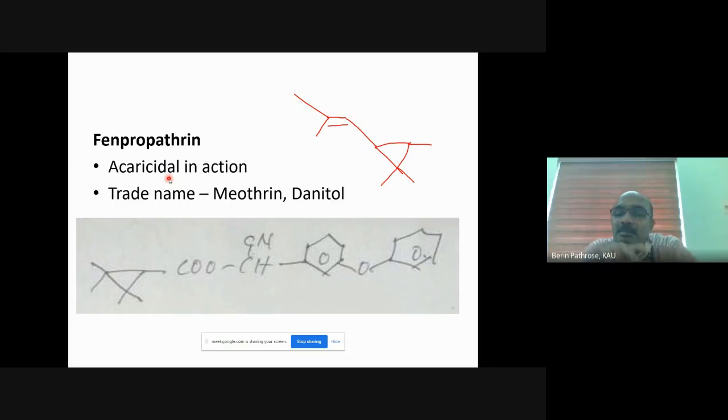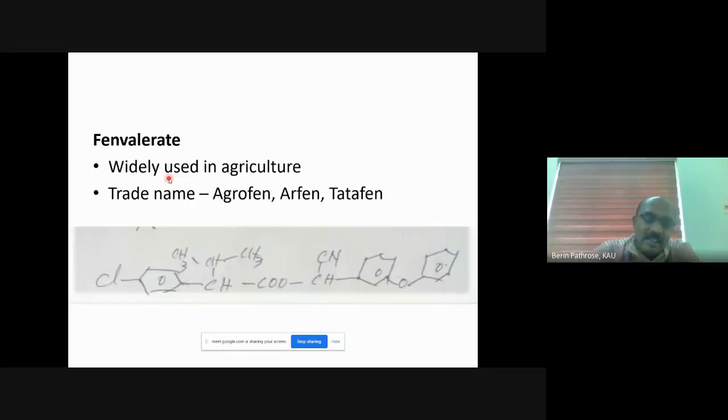The common trade name is Meothrin. Meothrin is available in India. Meothrin is commonly available as a trade name of fenpropathrin. And the next one is fenvalerate, one of the most widely used pesticides in agriculture. Everywhere in Kerala, if you go to any pesticide shop, we have fenvalerate.